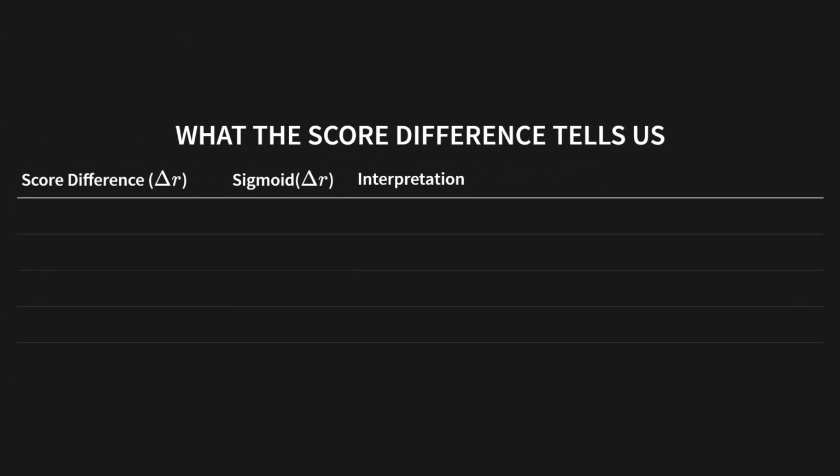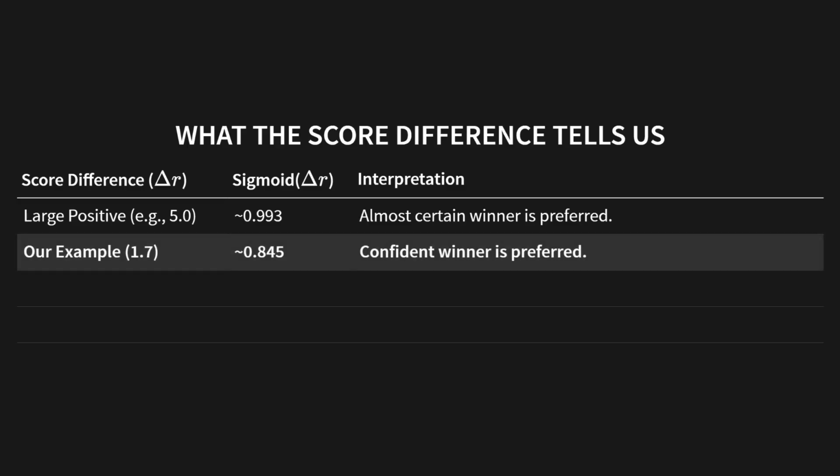Now look at this table. This really shows what that score difference tells us. If you have a large positive difference like 5.0, the sigmoid is almost 1. You are almost certain the winner is preferred. Then you have our example, a difference of 1.7. That gives us about 0.845, or an 84.5% chance. We're pretty confident.